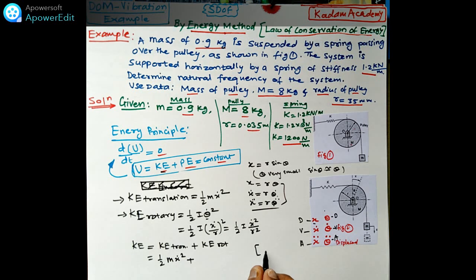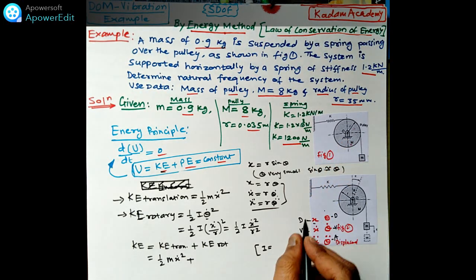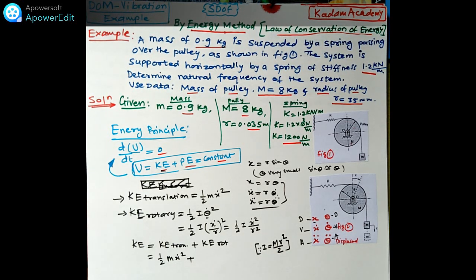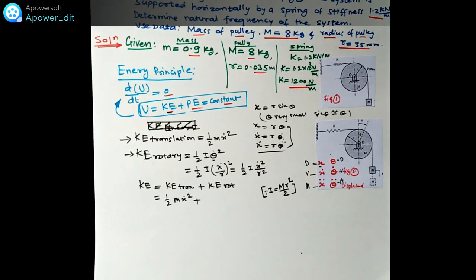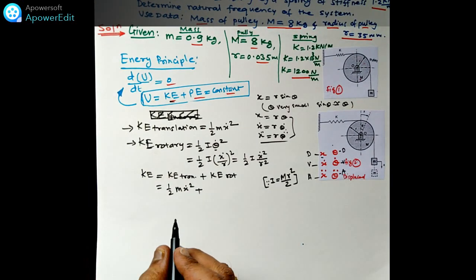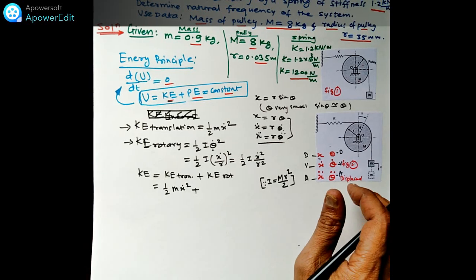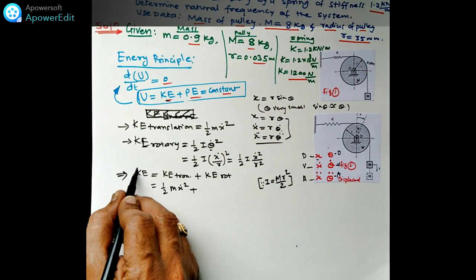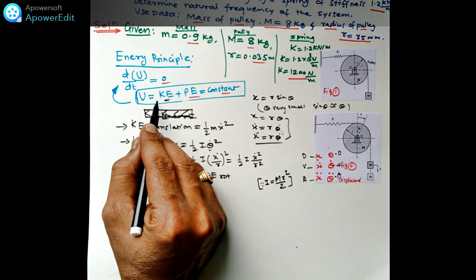But we know this I is nothing but the mass moment of inertia for this pulley. With radius r and mass capital M, it is M r square by 2. This is the formula for I. Okay friends, here we have calculated the value of the KE, the total kinetic energy.